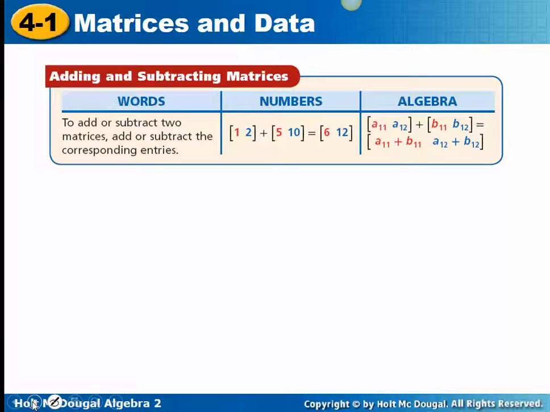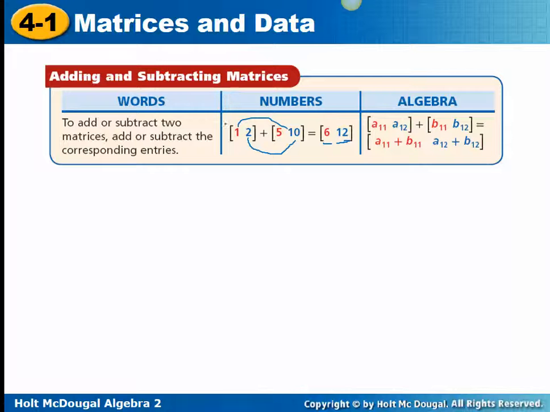We can add and subtract matrices, and all you have to do in order to add or subtract matrices is add or subtract the corresponding entries. So you would take that... here we go. 1 plus 5 is equal to 6, and 2 plus 10 equals 12. That's how you get your new matrix.